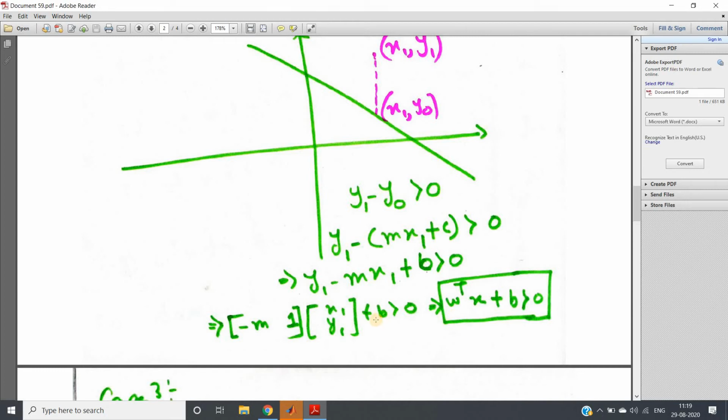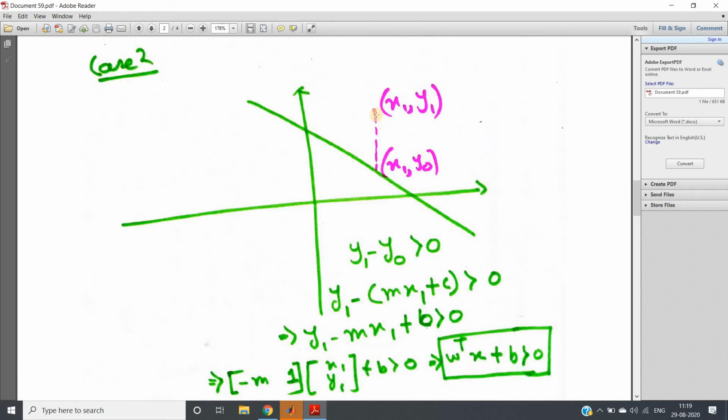So if you just replace, you will get omega transpose X plus b greater than 0. What we are concluding is that any point placed above this line will satisfy this equation. That is, if you put that x1, y1 value in omega transpose X plus b, you will get a value greater than 0. That may be 10, that may be 100, that may be 2000, but the value will be greater than 0. The sign will be positive. That's what I want to say.